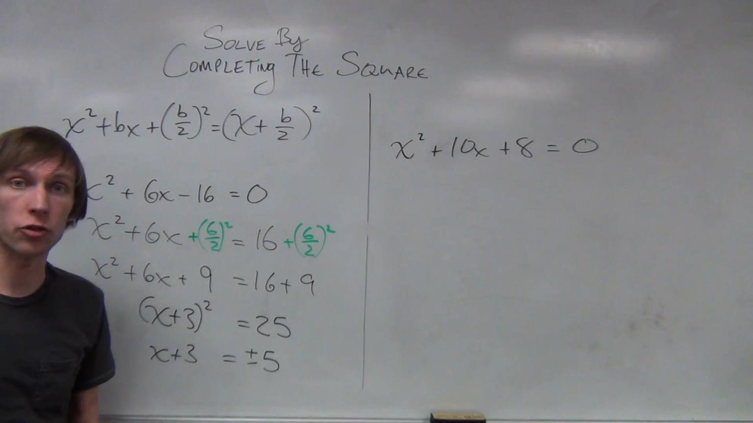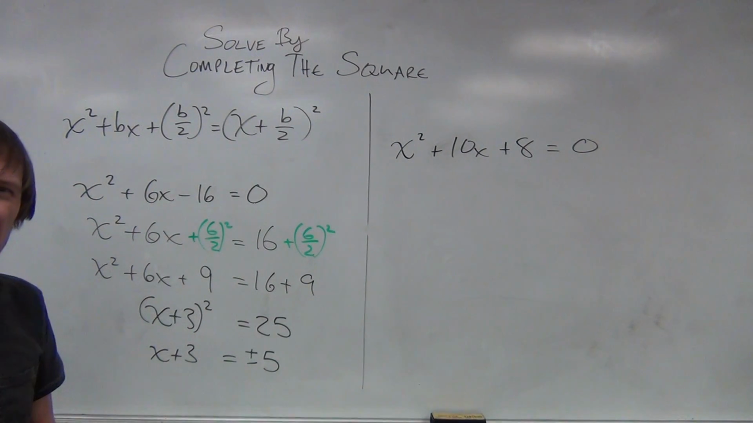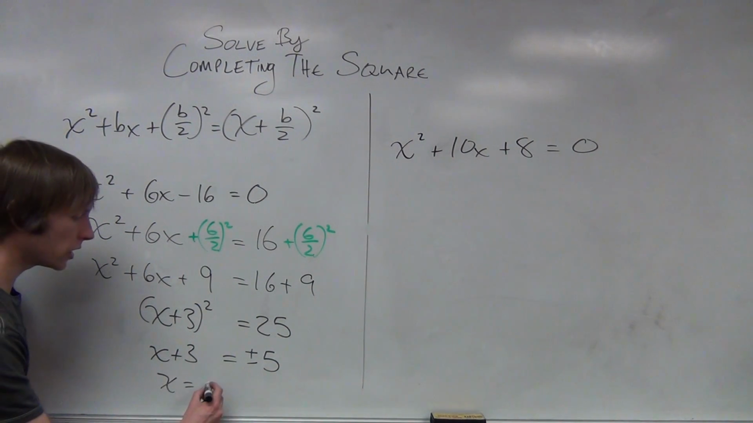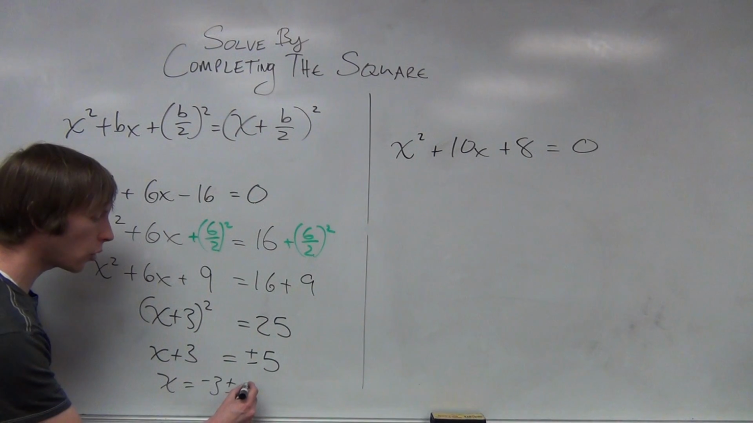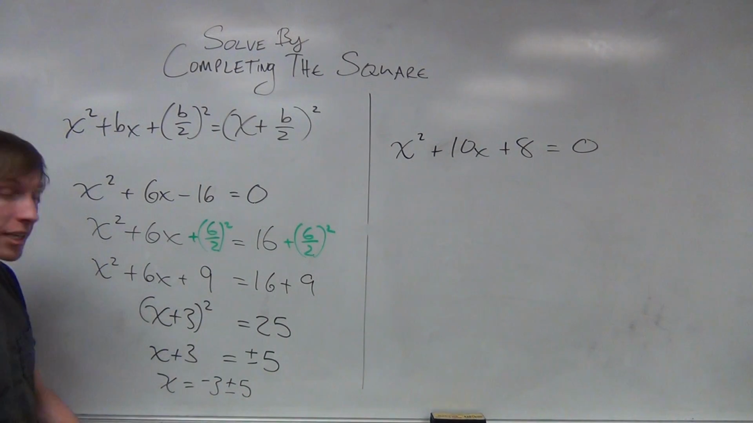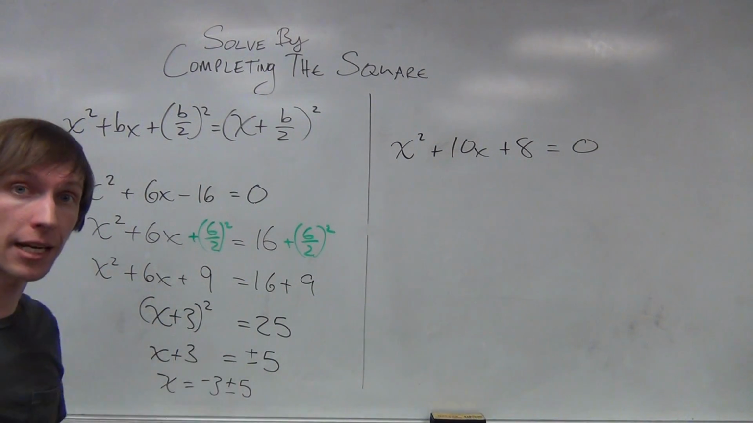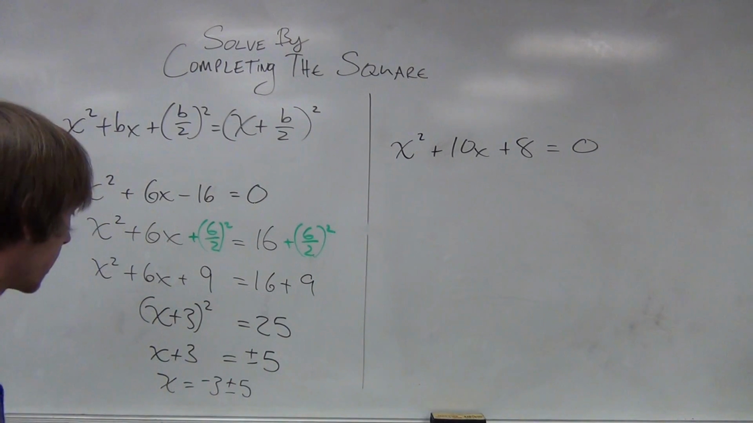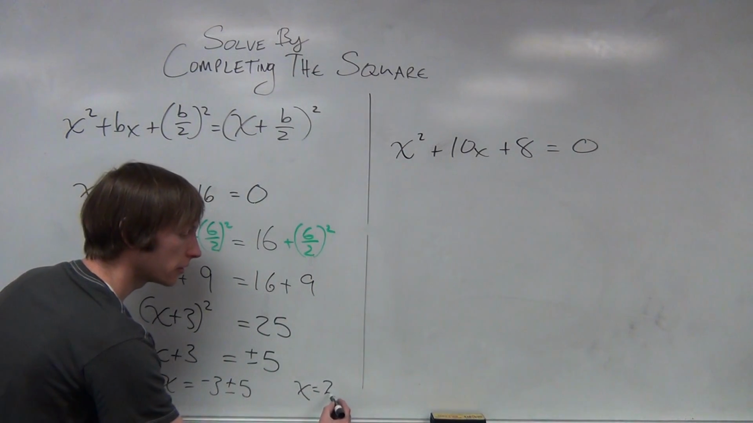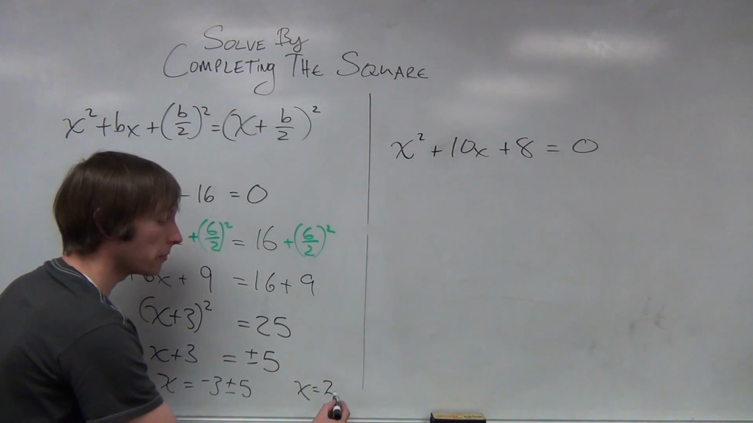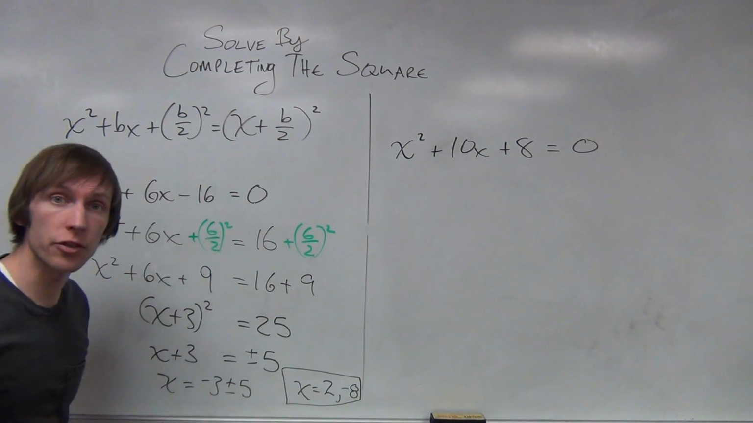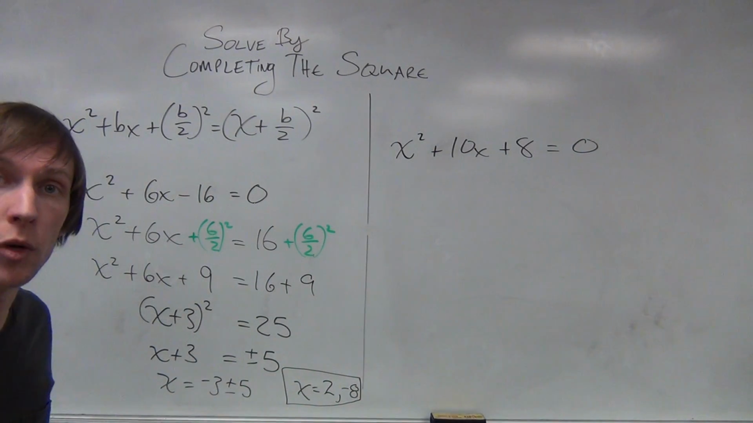To solve this equation, I'll just subtract 3. Now here's where it gets a little cumbersome in how we do our work. But x here is going to equal negative 3 plus or minus 5. This is kind of a weird statement to make because we're going to take negative 3 plus 5 and negative 3 minus 5 to get our two separate answers. So x is equal to negative 3 plus 5 and x is equal to negative 3 minus 5. And that gives us our two solutions. x is positive 2 and x is negative 8.